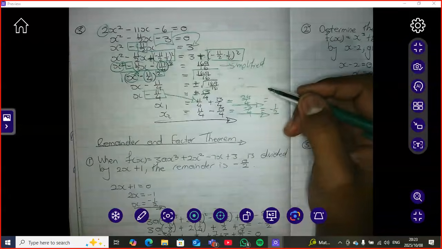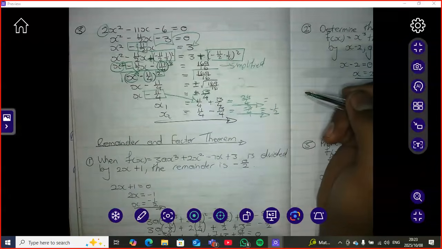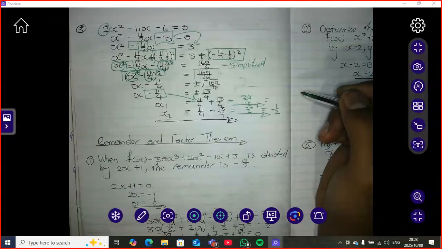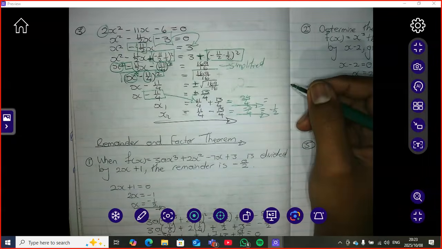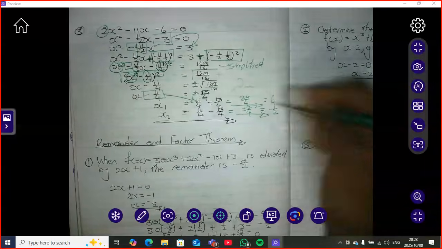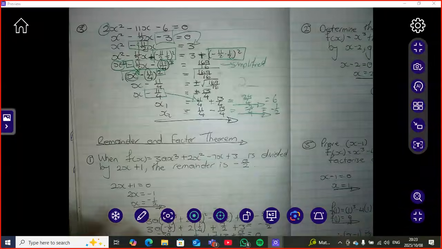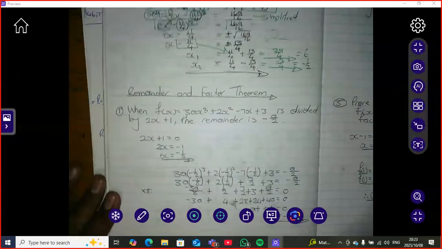Then this here will be what? Isn't that just 6? So there you have it. You have to practice adding and subtracting your fractions, but calculate that thing one time. So, back to the theorem.